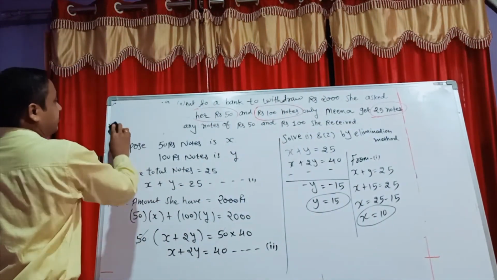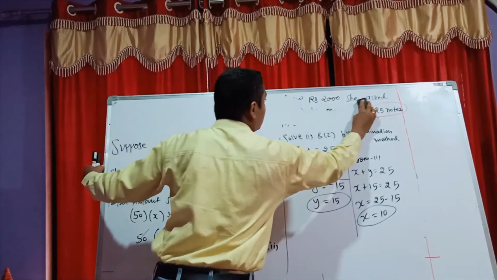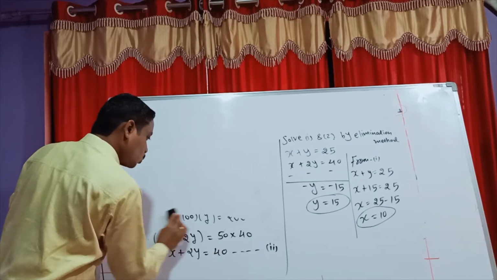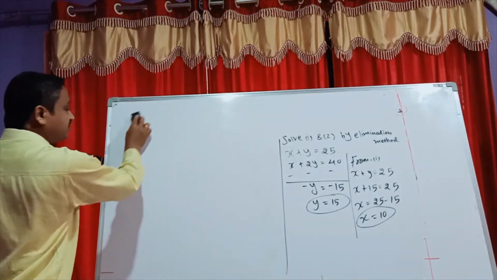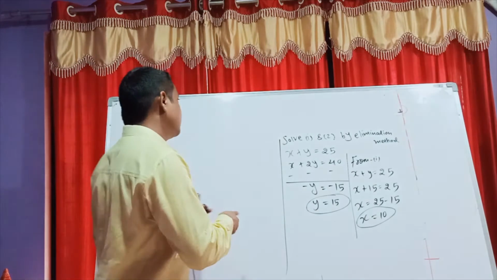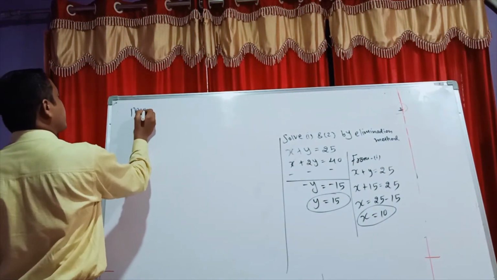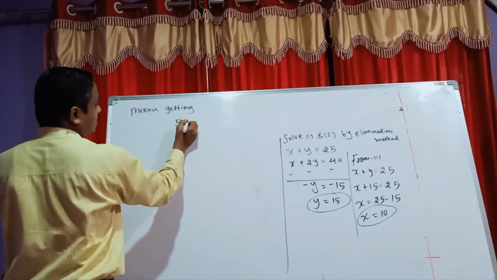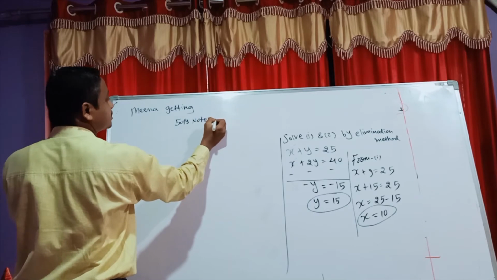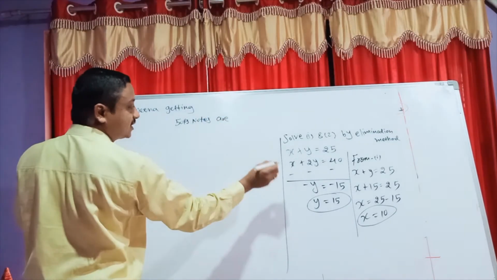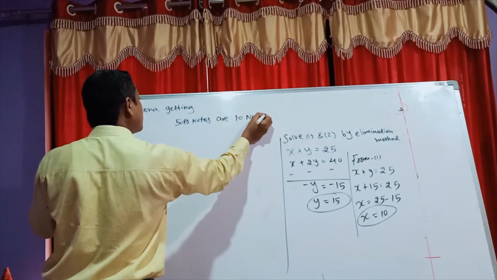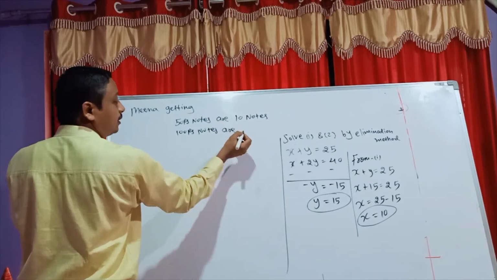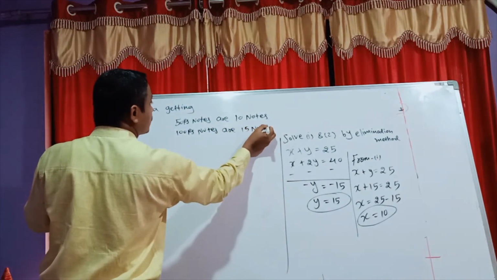So finally I write my answers as a full statement. Taking 50 rupees notes as x, Meenat has 50 rupees notes. How many? Yes, it is 10 notes. And 100 rupees notes, how many? It is 15 notes.